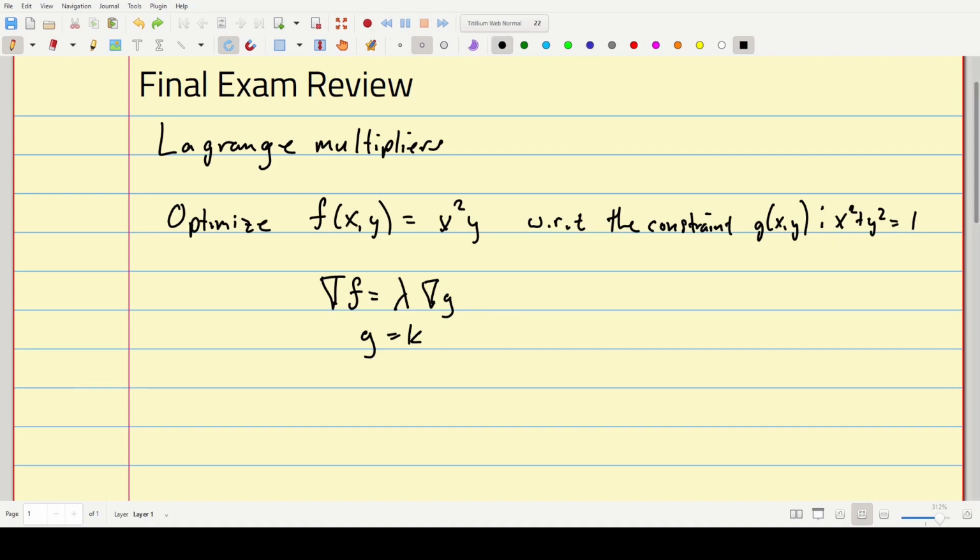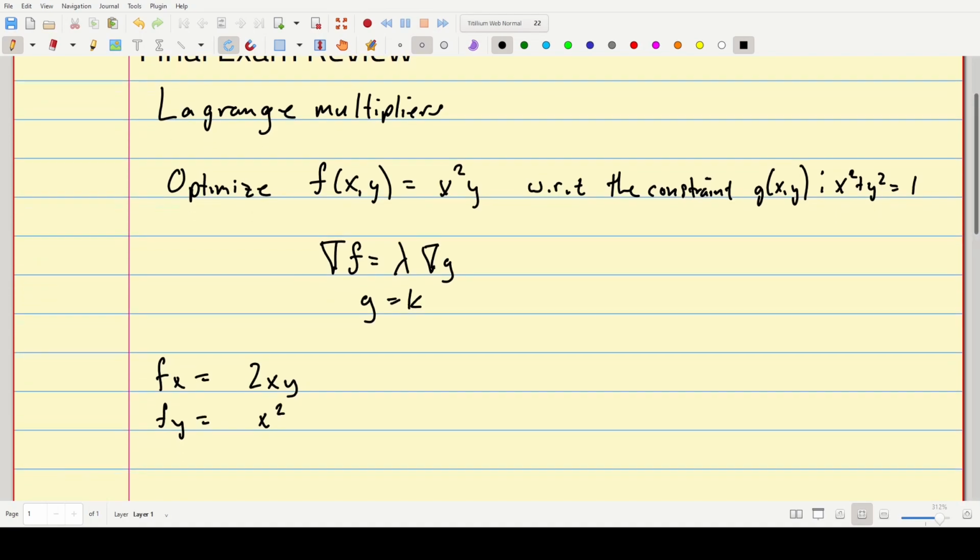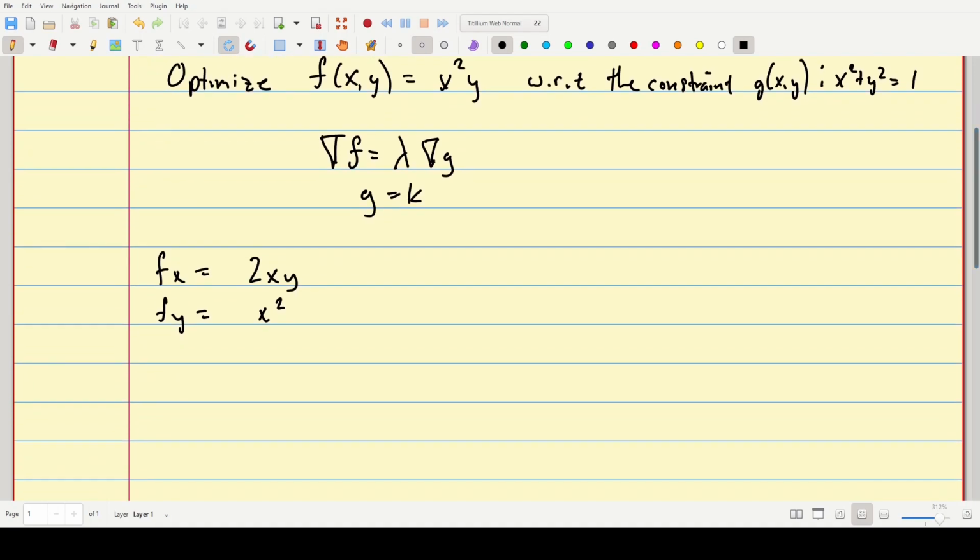For this problem, we work out the gradient of f and g. So the gradient of f, taking the partial derivative with respect to x and with respect to y. And then on the other side, we have the partial derivatives of g with respect to x and y times lambda.